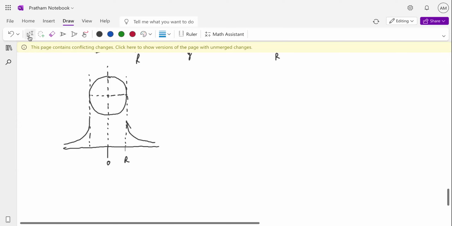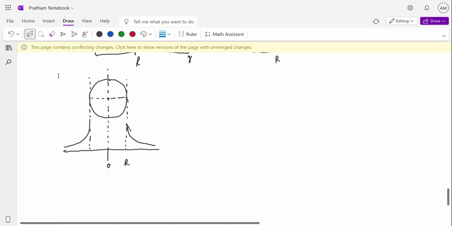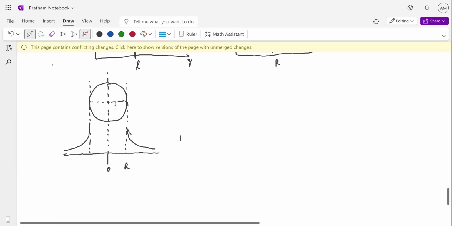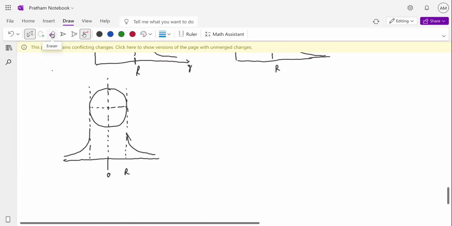Okay, what I will do is create another one. This was for the electric field. Let's write E over here, E and R. We have minus R.